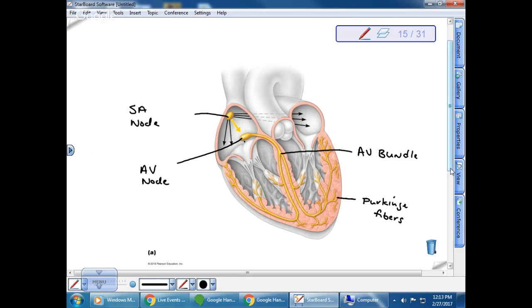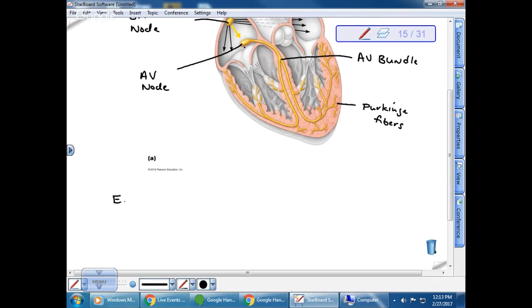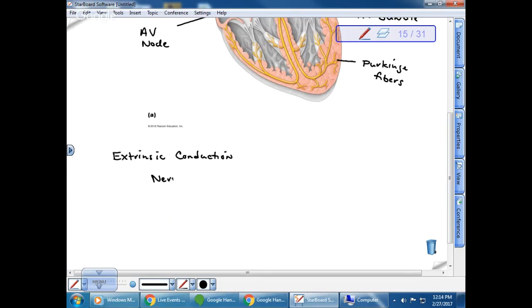So we also have extrinsic conduction. You could write this probably back in your notes so you know. So this is outside the heart, extrinsic. This would be a really good essay question for the quiz on Wednesday, right? What's the difference between intrinsic and extrinsic, right? So extrinsic conduction has to do with how the nervous system can innervate the heart and change its heart rate, okay? So this would be nervous system, and we could call it innervation.